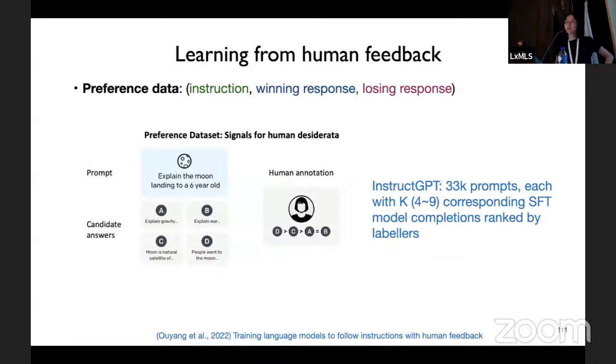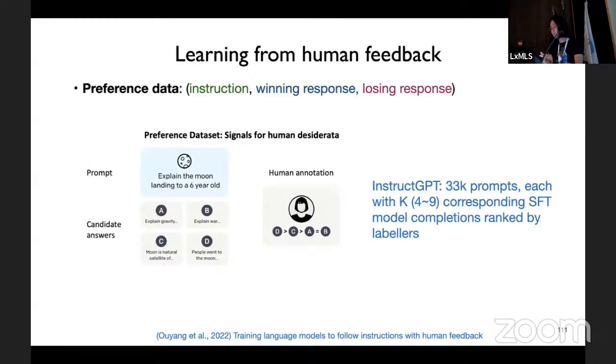And then the next part is learning from human feedback. The format of this preference data is instruction, winning response, and losing response. The idea here is that instead of just writing the prompt and completion pair, you have the prompt and two responses, and you let the human judge which response should be the winning response and which should be the losing response.